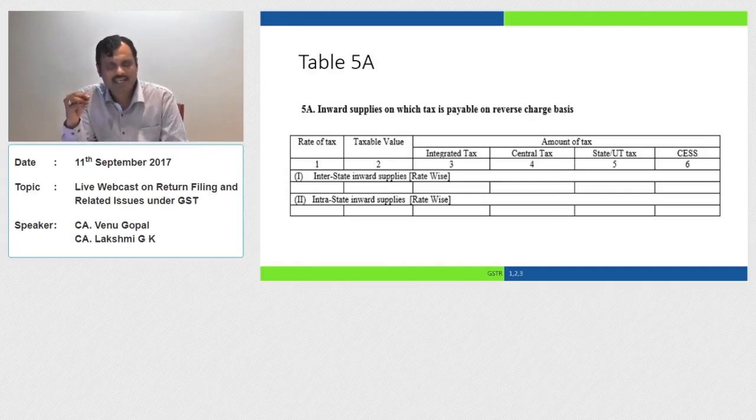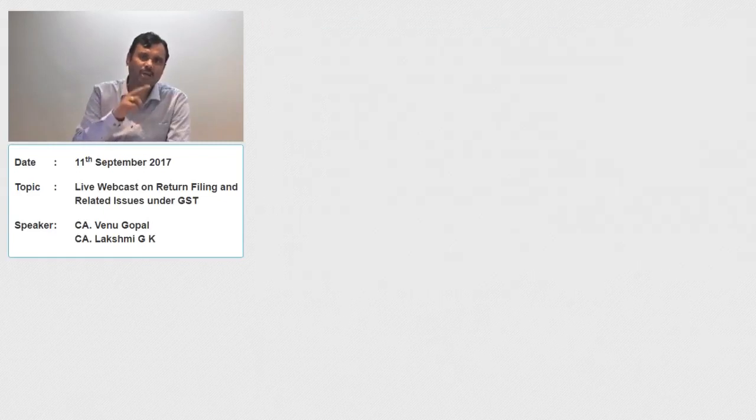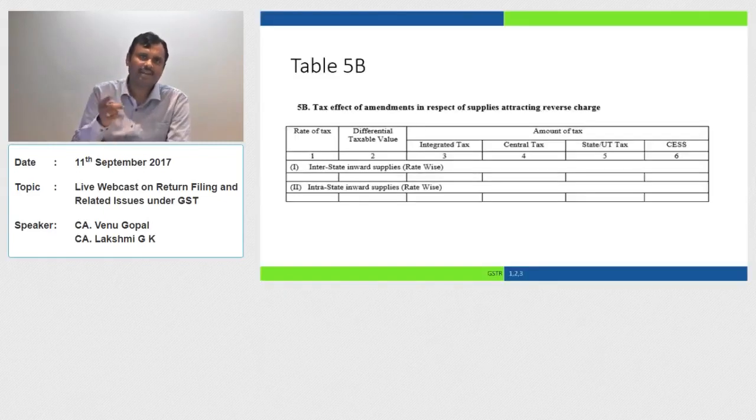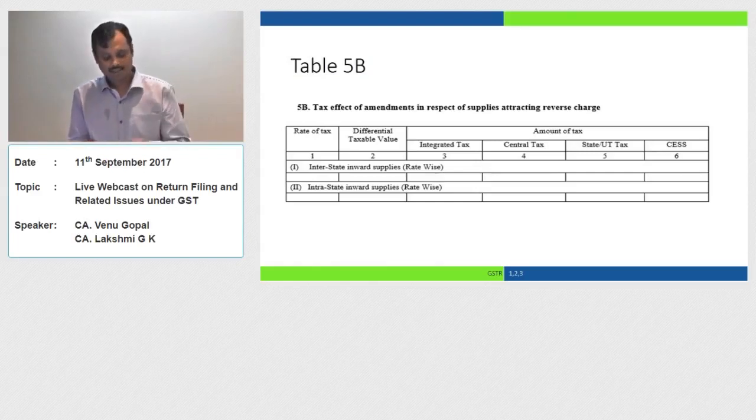The reporting here will show how much inward supplies on reverse charge are applicable within the state and purchases made from outside the state, rate wise tax. That is your 5A. Now again there could be all possibilities: these tables could have been amended subsequently. Whenever there are amendments to this table, the impact is captured under table 5B. So we have now captured all the liability.